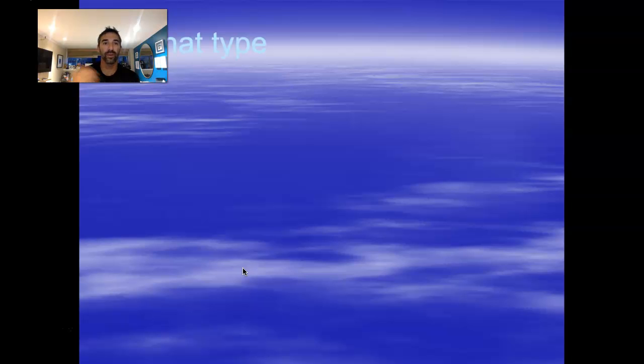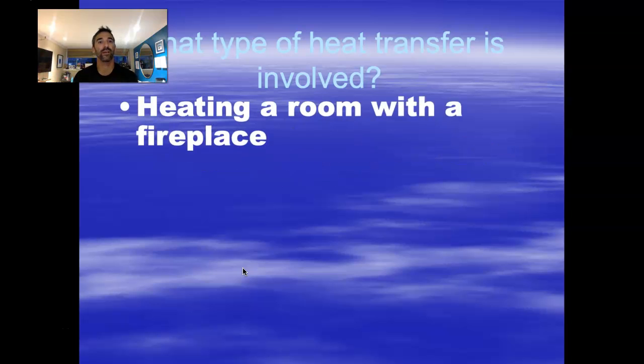So let's see if we can figure out what type of heat transfer is involved with these three things. Heating a room with a fireplace. Well, that could do a couple of different things, but generally it's going to be heating through electromagnetic radiation. One way I like to say it is when I'm standing in front of a hot fireplace, feeling the warmth, it heats me up through infrared radiation without necessarily heating up the air around me. So sometimes I just think radiation is heating an object without heating the surroundings. That's not the best definition, but it's a good way to think about it.